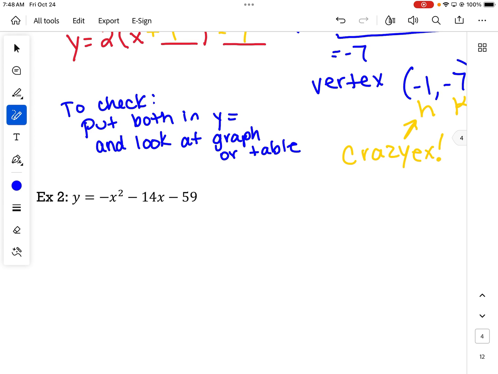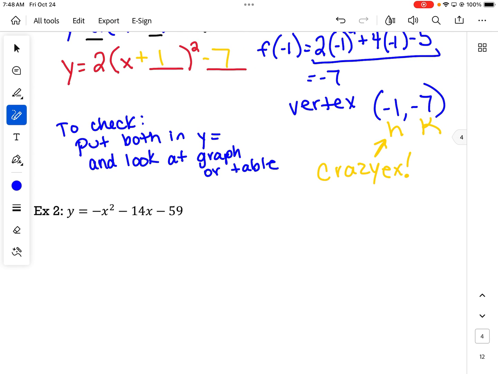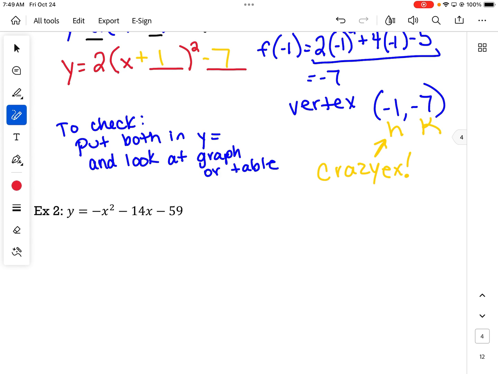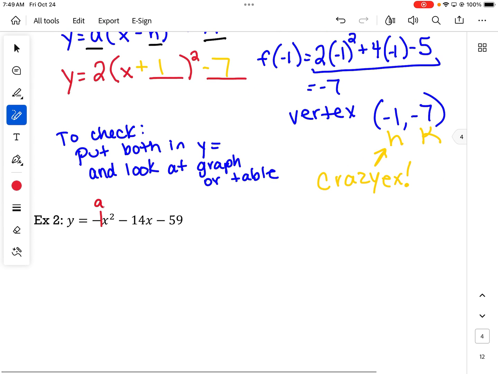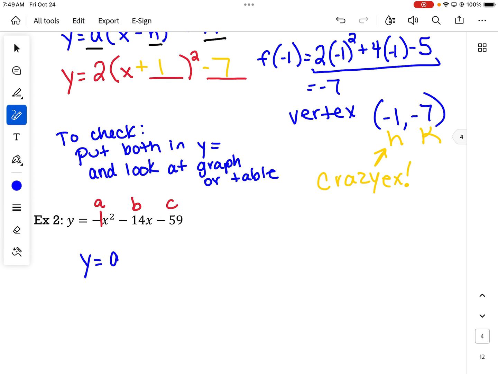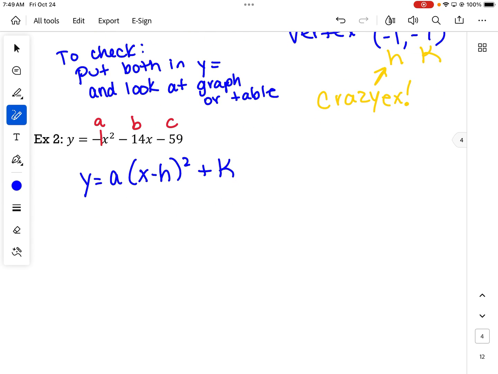All right, let's look at the second one. All right, let's label A, B, and C. What is A? What needs to go there? -1, yeah. So we have A, B, and C. So steps, A is the same in both. So we're going to write the equation: Y equals A times (x minus h) squared plus k.